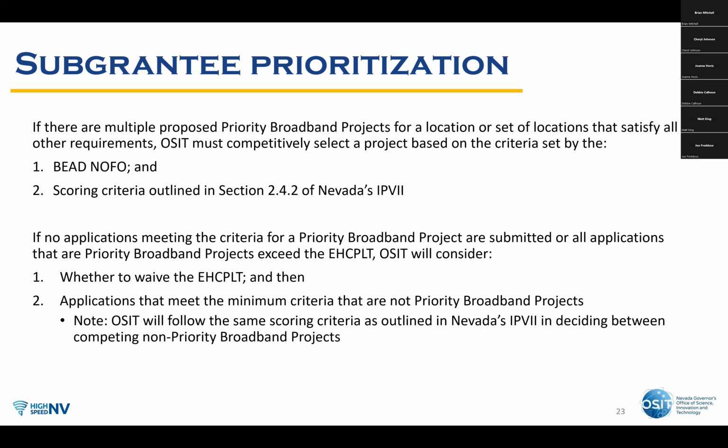In the event that there are no applications that meet the criteria for a priority broadband project, then OSIT can consider the alternatives that were described in initial proposal volume 2, that it may be able to fund the area with fiber if it has sufficient funding, that the budget can be increased, or it will look at applications that are not priority broadband projects, as I described just a couple of minutes ago.